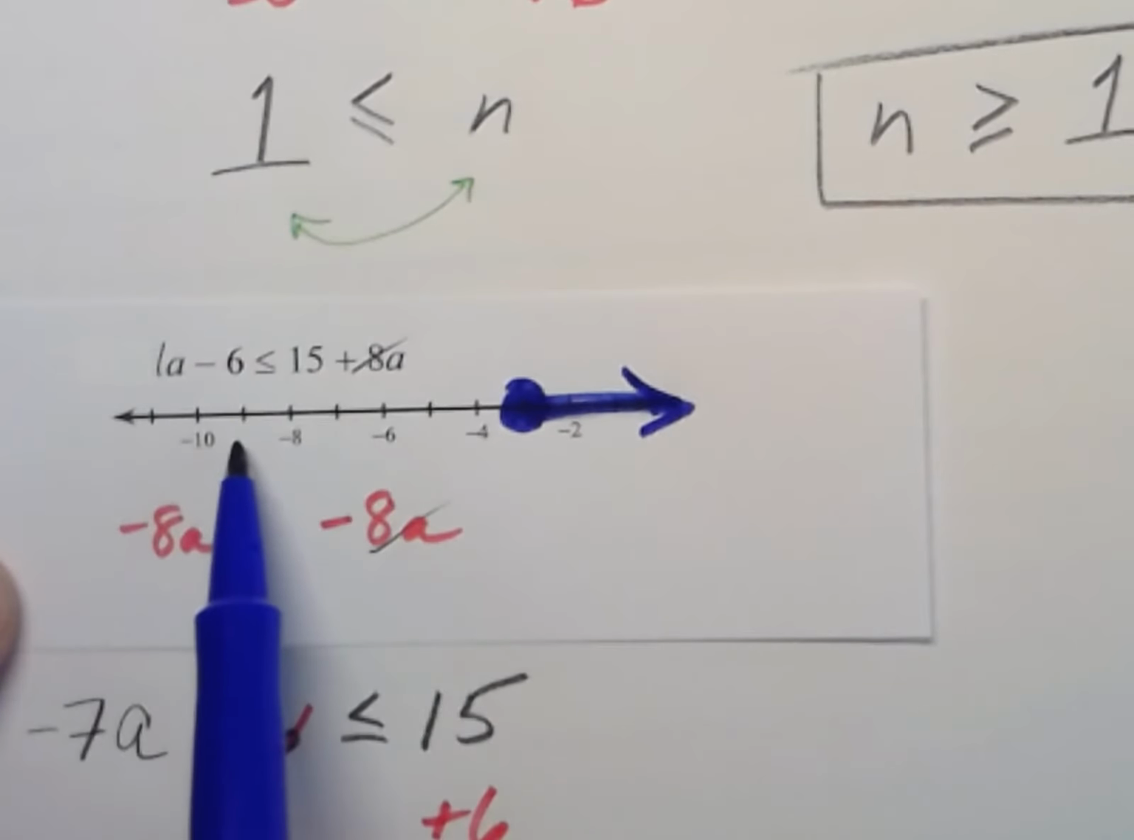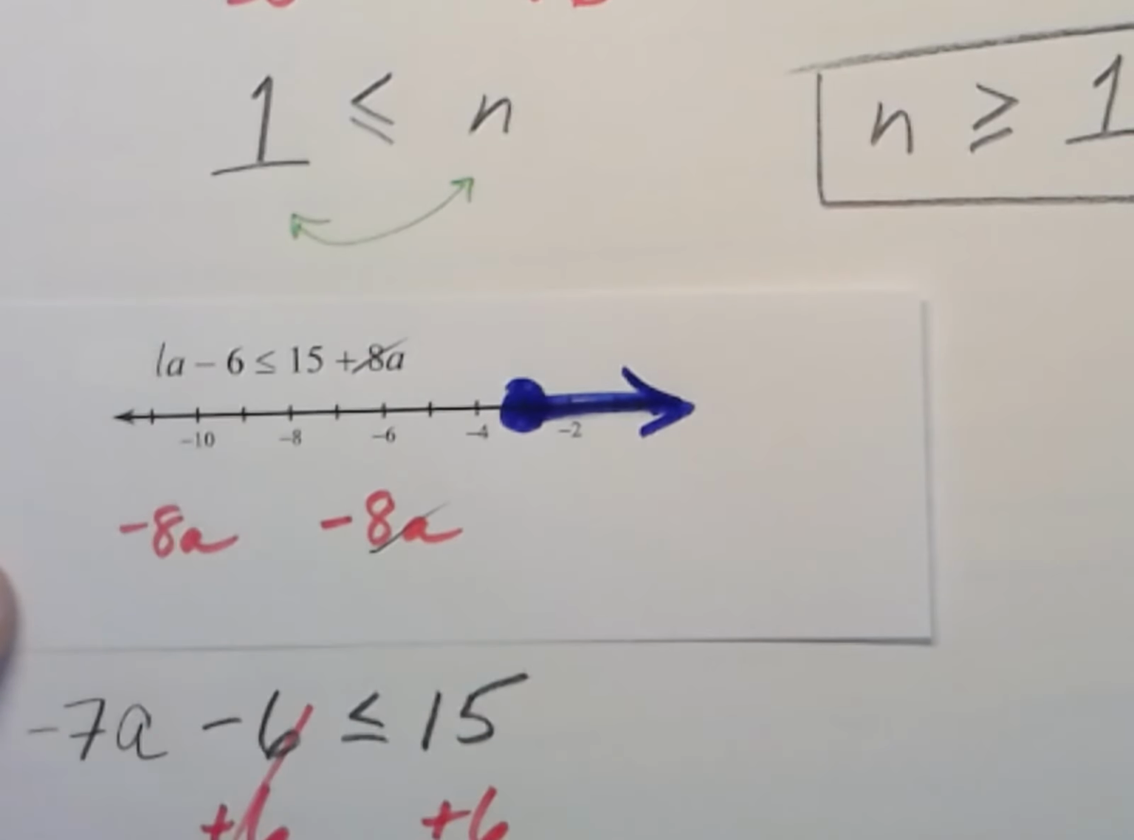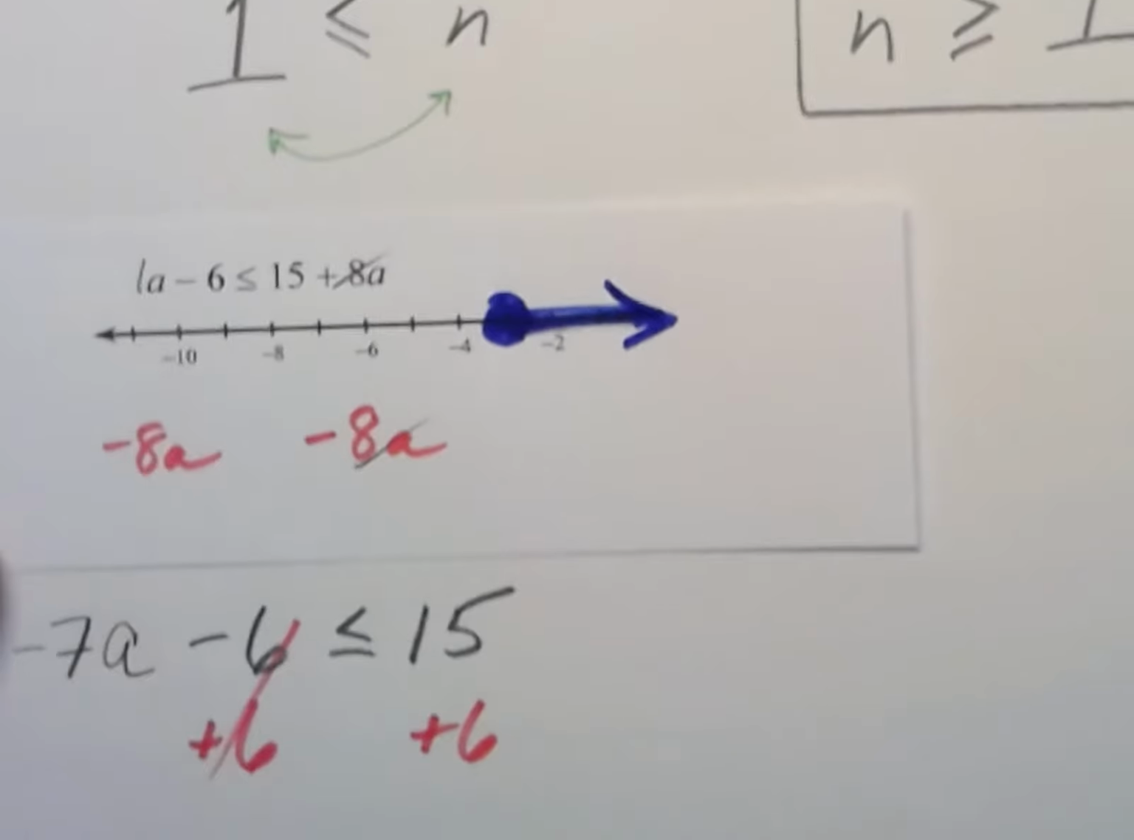Notice that I left out the odd numbered marks here. I'm just giving you the even numbers, but you can tell that it's in the middle. So a is greater than or equal to negative 3.